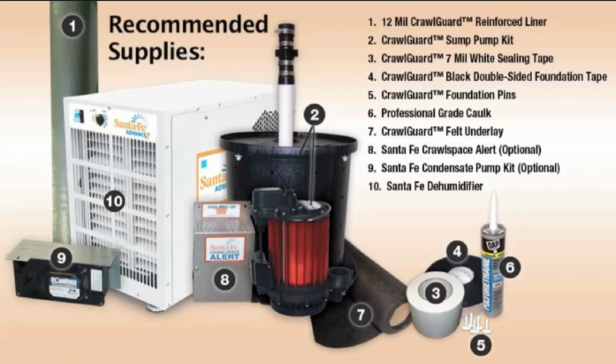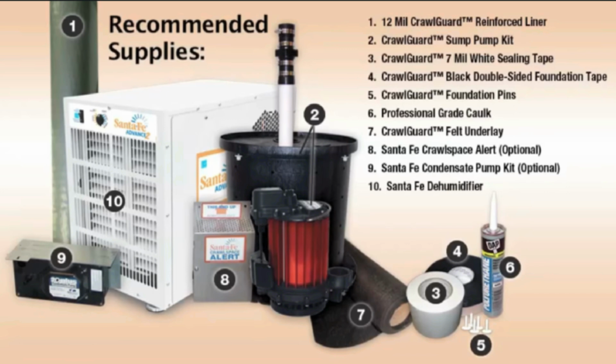The fifth item needed is CrawlGuard foundation pins. The sixth item needed is professional grade caulk. The seventh item needed is a CrawlGuard felt underlay. The eighth item needed is Santa Fe crawl space alert, optional.